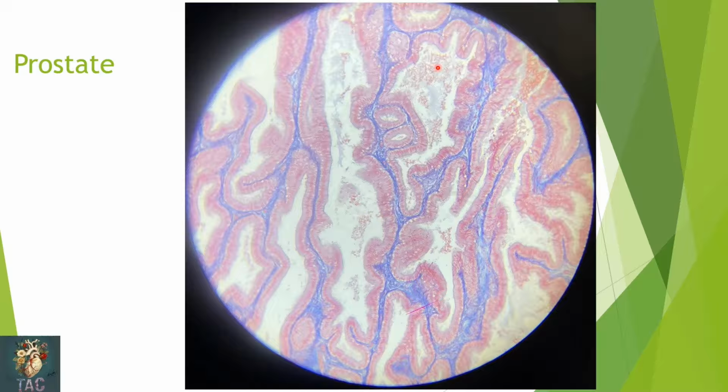Here you can also see the prostatic concretion, and this blue color is actually the connective tissue, which stains blue with the Mason's trichrome stain. So this is the fibromuscular stroma.